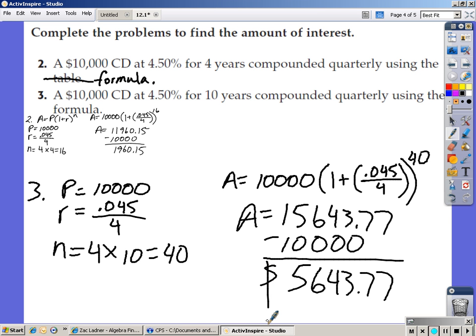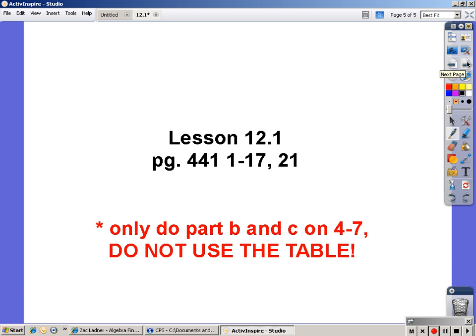Now, here's your assignment. Lesson 12.1, page 441, 1 through 17, and 21. Only do part B and C on 4 through 7. Do not use the table. Anytime it tells you to use the table, do not. Use the formula. Okay? Get busy.